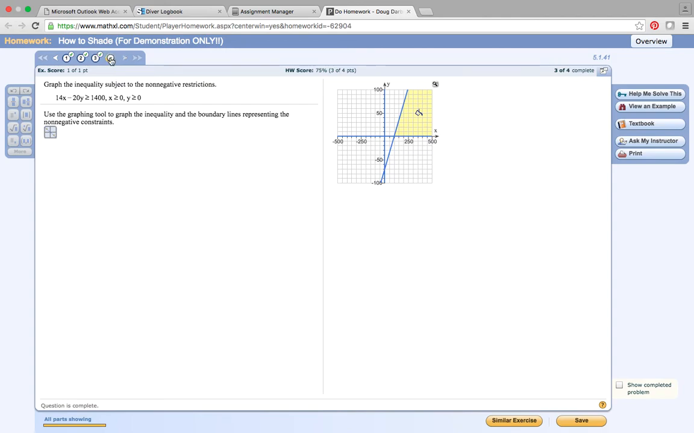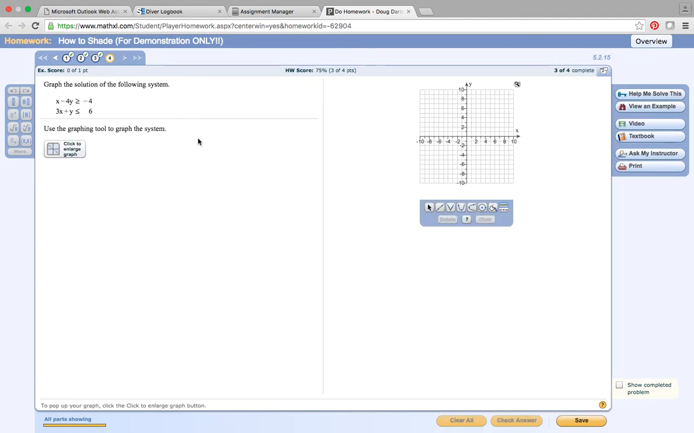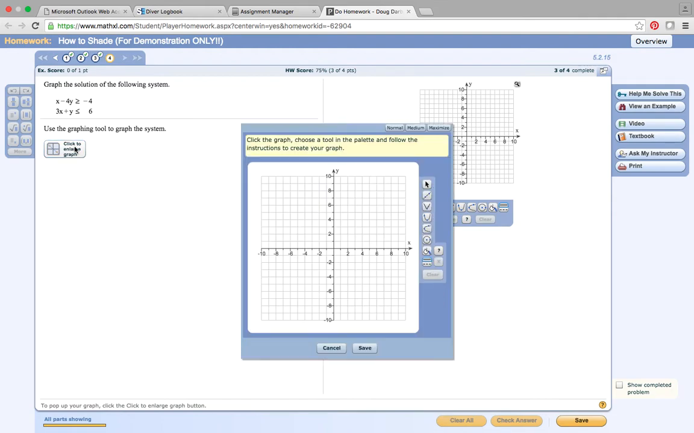Now, number 4, graph the solution of the following systems. I'm going to use the same thing, the y-intercept, x-intercept method. So my first line is going to have an x-intercept of -4 and a y-intercept of +1. My next, let's click it, is going to have x equal 2 and y equals 6.